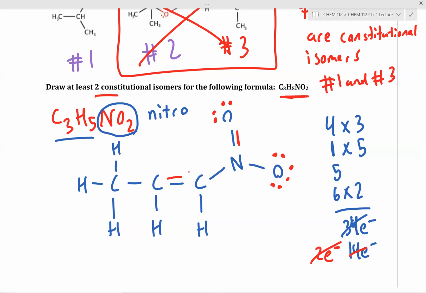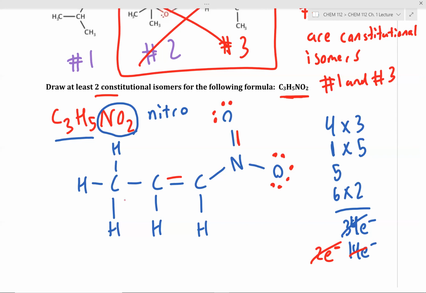Of course, your structure may be different. Your structure can still be correct as long as it follows the octet rule and minimizes formal charges. Now, to showcase how we can produce constitutional isomers, probably the easiest way is to identify a substituent and then swap it with hydrogen. So remember our bromine example, right? When we swapped bromine and a hydrogen in our double bond.